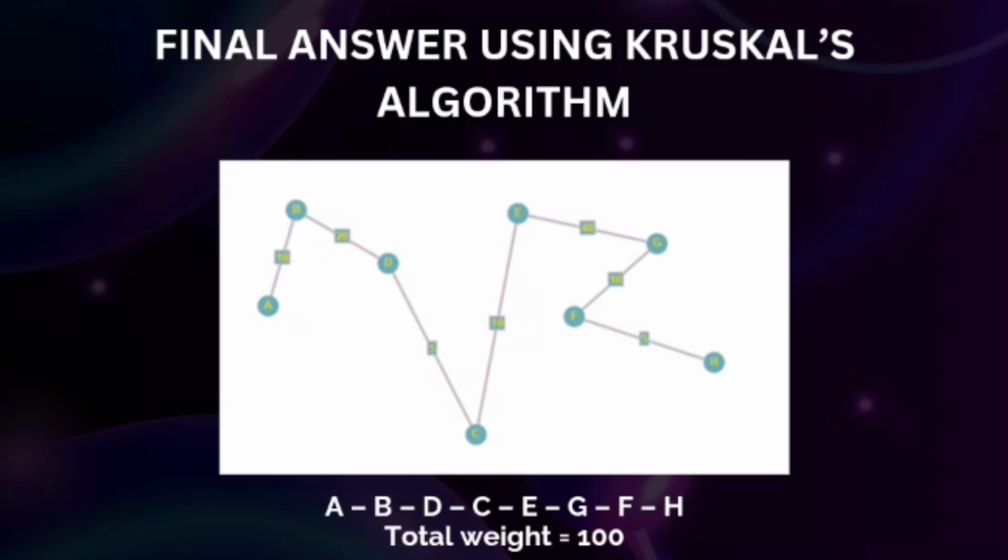So, as you can see, this is our final answer that we got using Kruskal's algorithm. The total weight of our minimal spanning tree is 100. So we can decide that Kruskal's algorithm gives more accurate answers than Prim's algorithm.